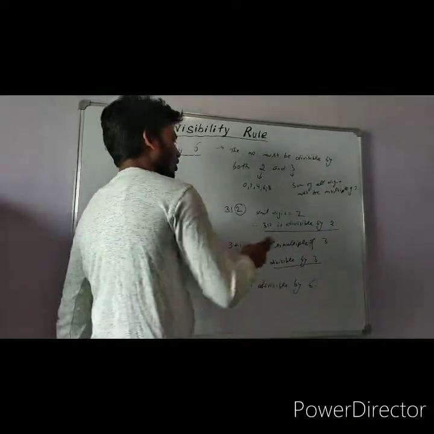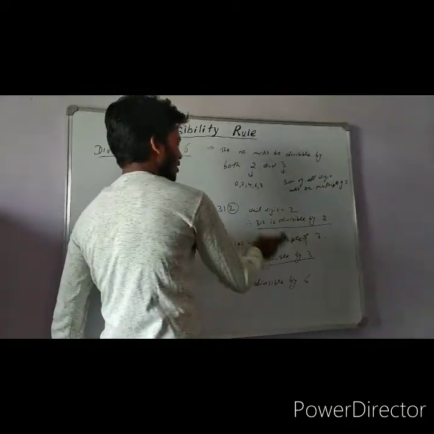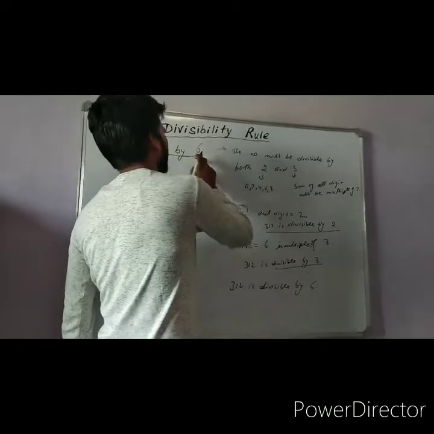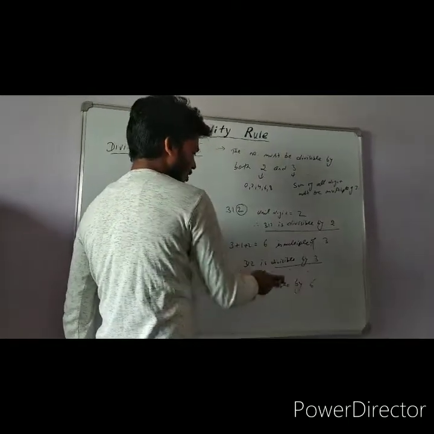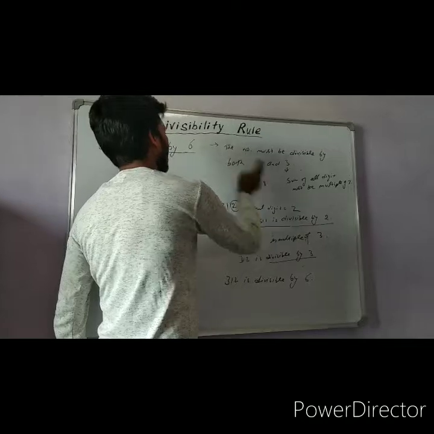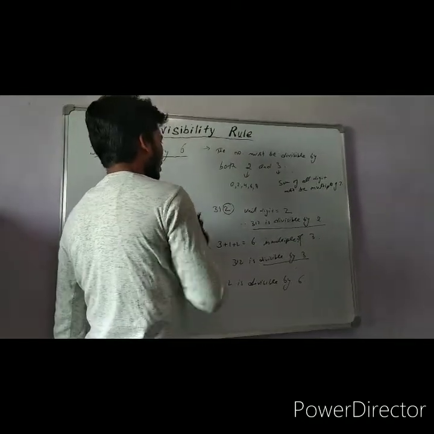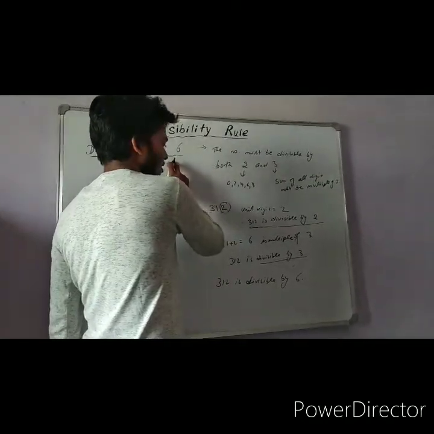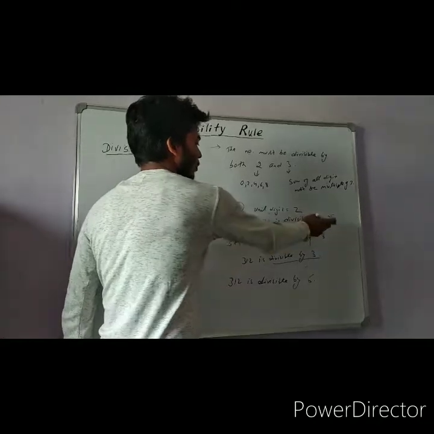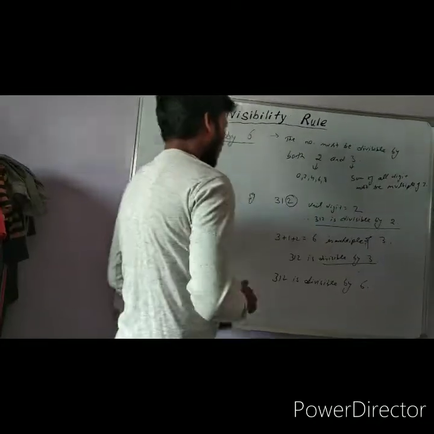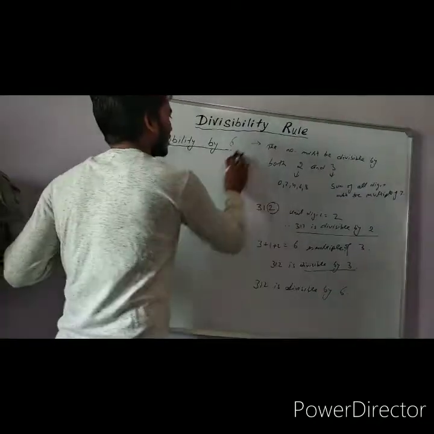If it is divisible only by 2 and not by 3, then it is not divisible by 6. If it is divisible only by 3 and not by 2, then it is not divisible by 6. For divisibility rule of 6, the number must be divisible by both 2 and 3. Now next, divisibility by 7.